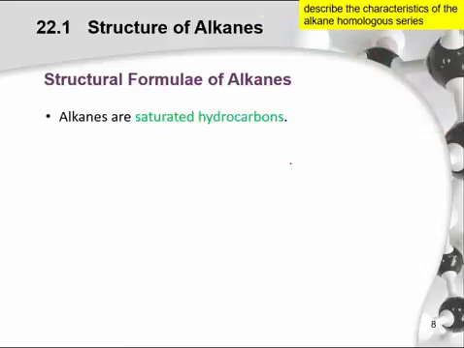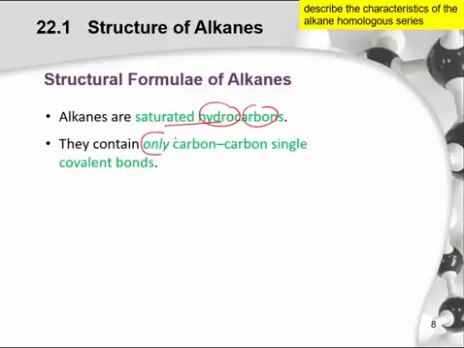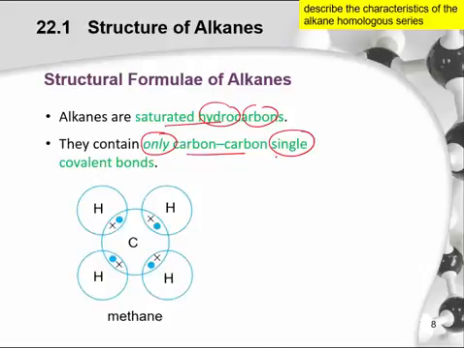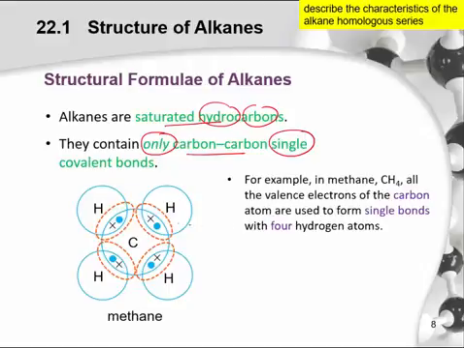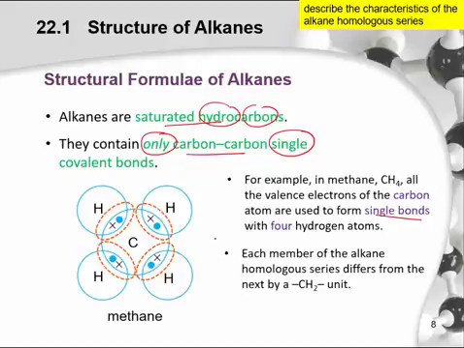So alkanes are saturated hydrocarbons. Hydrocarbon means it contains hydrogen and carbon only. Saturated means it does not contain a carbon-carbon double bond, so it only contains carbon-carbon single bonds. When there's a carbon-carbon double bond present, you can add atoms or molecules to this particular unsaturated molecule. In this case, you see, in methane, all the valence electrons are used to form single bonds. Hence, you cannot add any more atoms to it. And each member differs from the next by a CH2.